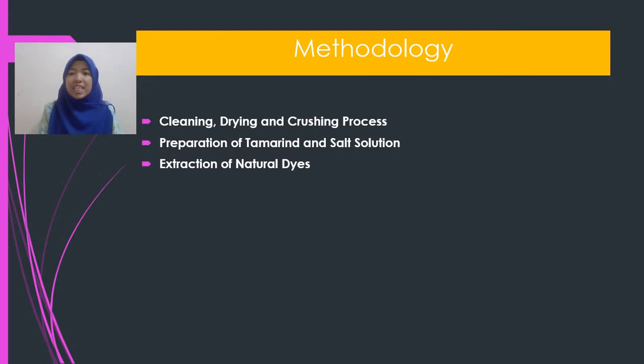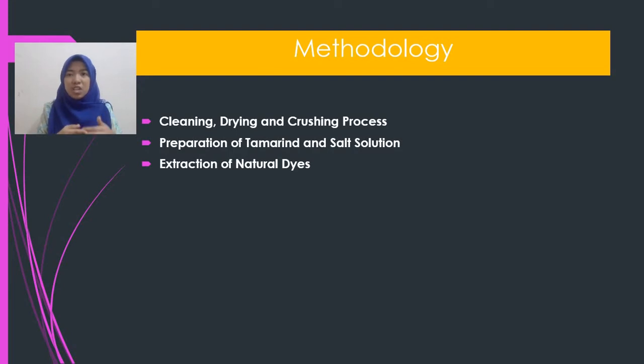For the methodology, it has three stages for this natural dye production. The first stage is cleaning, drying, and crushing the turmeric and Asian pigeon wings. The second stage is preparation of tamarind solution and salt solution. Tamarind solution acts as the mordant for this process. It will act as the catalyst to speed up the reaction for this dye production. The salt solution is used to reduce the tendency for the fabric and the dyes to repel each other. This is because the dyes and the fabric are both negatively charged.